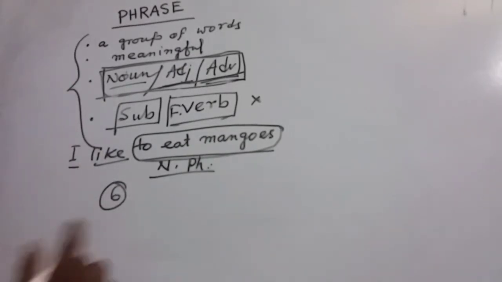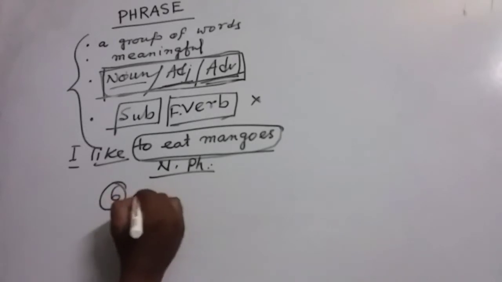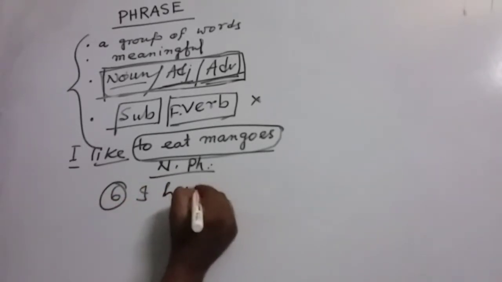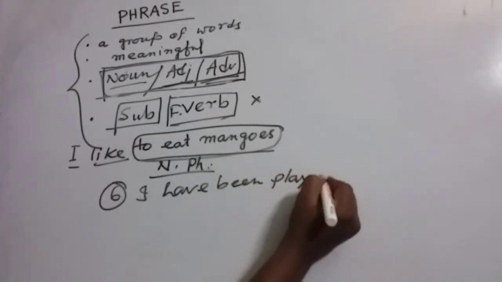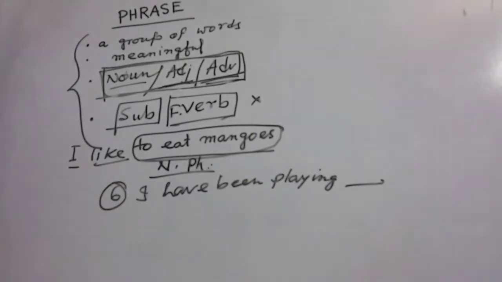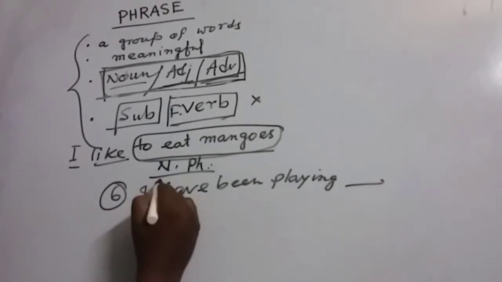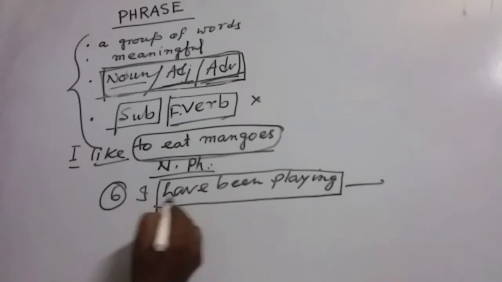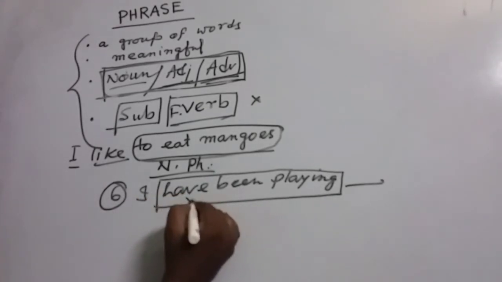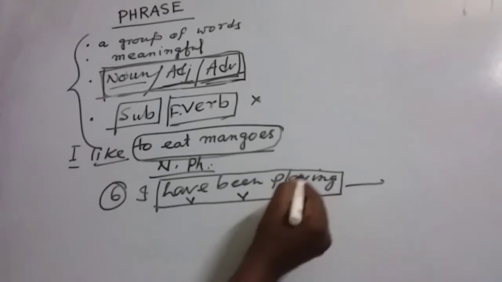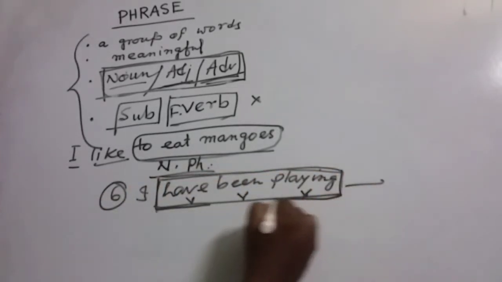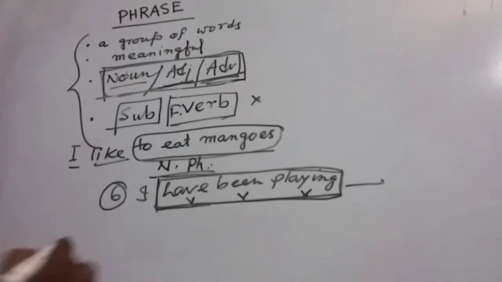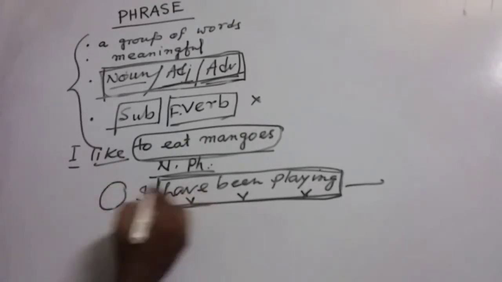Sometimes you can see, my dear friends, in a sentence like this one, "I have been playing football for 3 hours, for 2 hours." In this way, this sentence is going on. Here you can see, my dear friends, "have been playing." This is also a verb, this is also a verb, this is also a verb. This is called a verb phrase. So this is the 4th one.